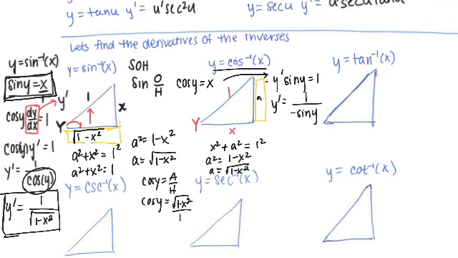So now I'm going to figure out what the sine of y is on this triangle, since now I know that this side is the square root of 1 minus x squared. So sine of y would equal my opposite over my hypotenuse. So I'm going to plug that in. So y prime equals 1 over negative square root of 1 minus x squared.